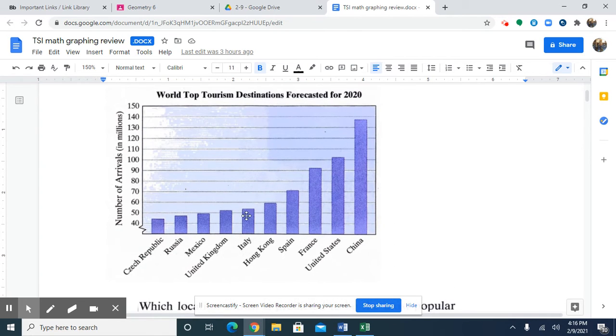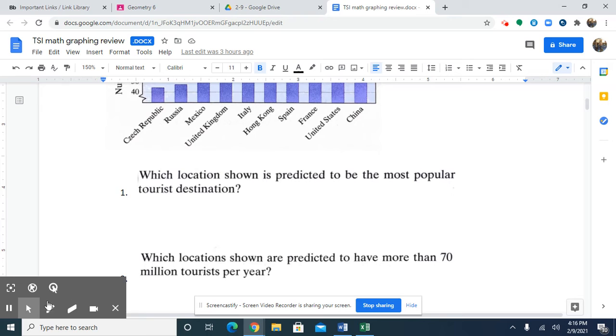you can see that by 2020, China will reach the highest popularity, with number of arrivals around 138, somewhere around there. So we would say that China would be the most popular.